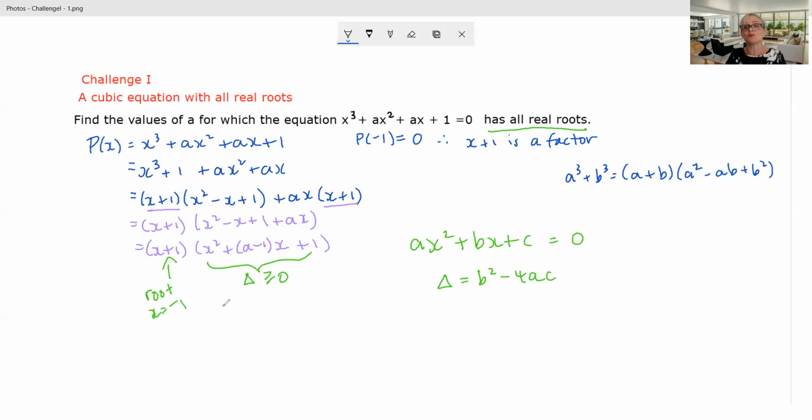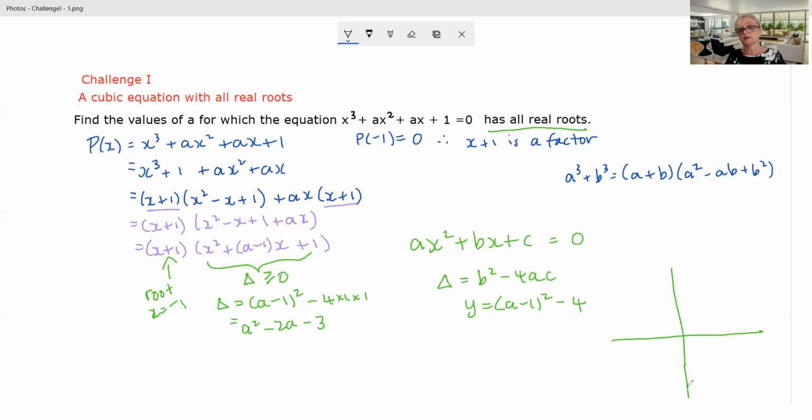All right, well, what's the discriminant of this? Well, in essence, b squared minus 4ac here is going to be a minus 1 squared minus 4 times 1 times 1, which is a squared minus 2a plus 1 minus 4, right? What does that look like as a graph? Well, in this format, if you had y equals a minus 1 squared minus 4, you should know that this is like your normal parabola that's being shifted 1 to the right and 4 down. So your turning point's going to be there.